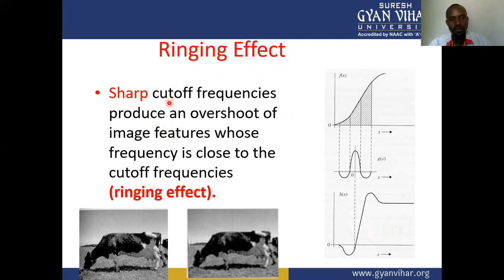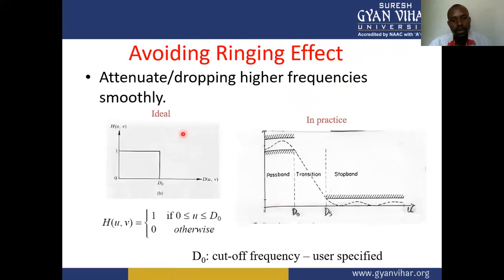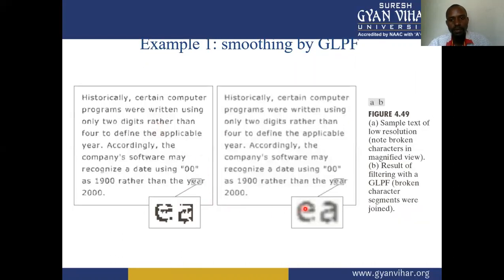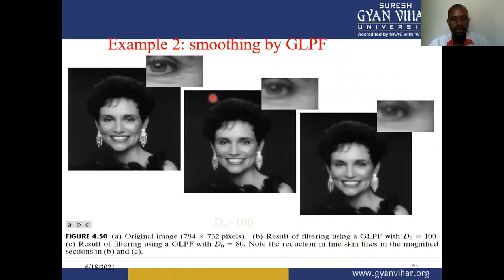Then we have the next thing, which is the ringing effect. Sharp cutoff frequencies produce an overshoot of image features whose frequency is close to the cutoff frequency, the ringing effect. This is the same diagrammatic representation. Whenever we want to avoid the ringing effect, we drop those higher frequencies and remain with a smooth frequency response. Using the Gaussian low-pass filter, we can repair broken text. It is a similar case when we want to reduce skin lines. We can perform it using the Gaussian low-pass filter.